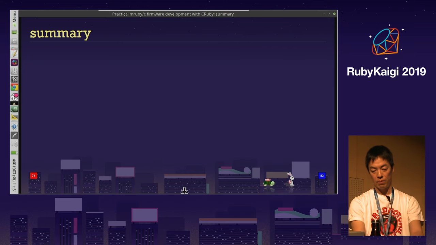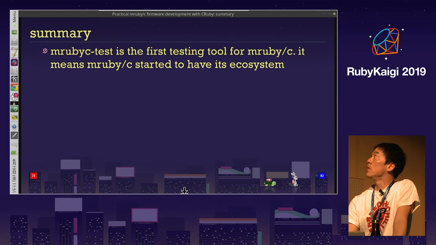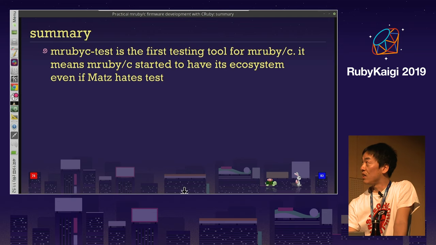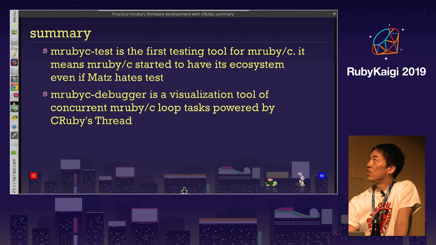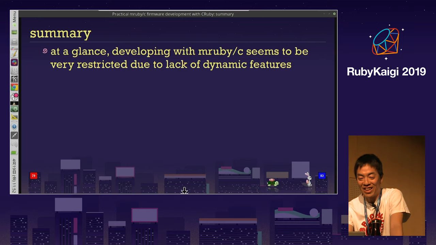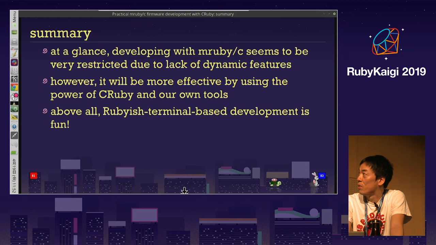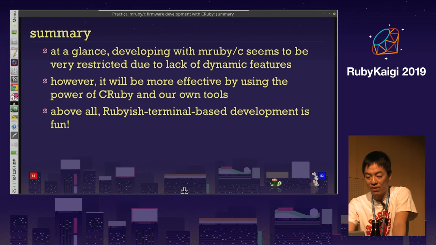Oh, here's the summary. mrubyc-test is the first testing tool for mrubyc. It means mrubyc started to have its own ecosystem. Even if Matz hates tests, mrubyc-debugger is a visualization tool of concurrent mrubyc loop tasks powered by CRuby threads. No matter what Matz regrets. At a glance, developing with mrubyc seems to be very restricted due to lack of dynamic features. However, it will be more effective by using the power of CRuby and our own tools. Above all, Ruby's terminal-based development is fun, very fun and fun.